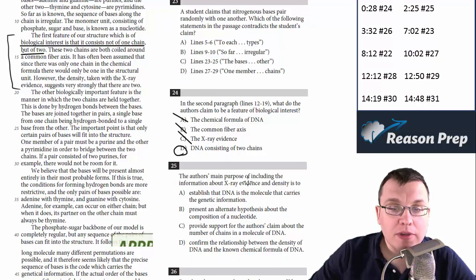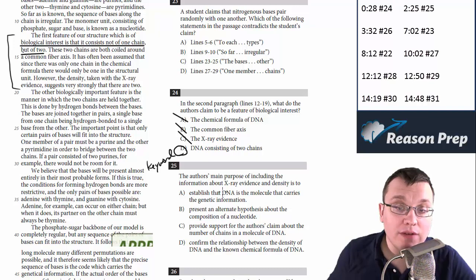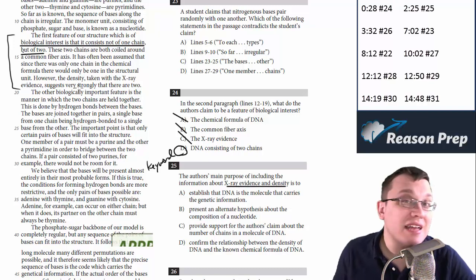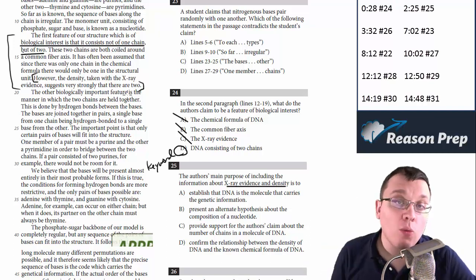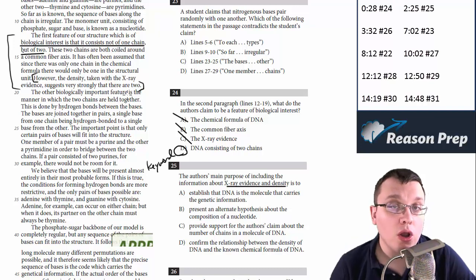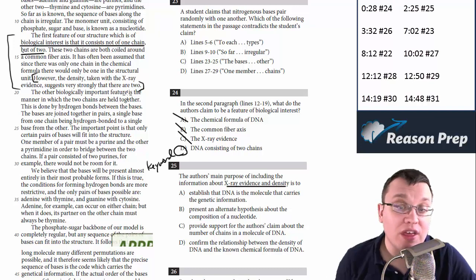The author's main purpose of including the information about X-ray evidence and density is to... well, this is a keyword question because even though we don't have a line reference, we do have these keywords, which we did actually just read. Right here is that discussion of the X-ray evidence and density. And why did they mention that? What was the purpose? To give support or evidence for why they think there's 2 chains, or why they thought there was 2 chains.